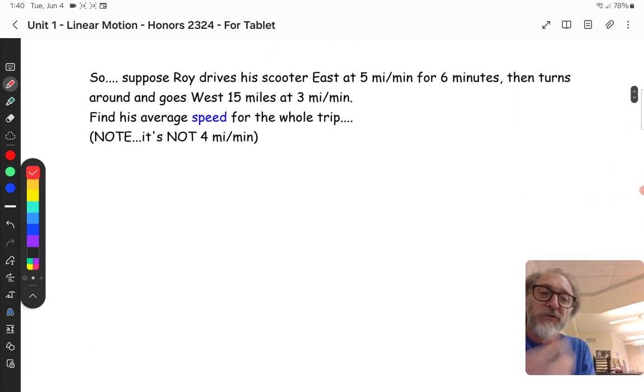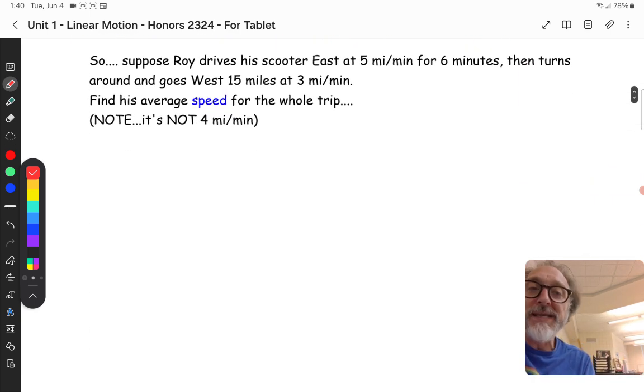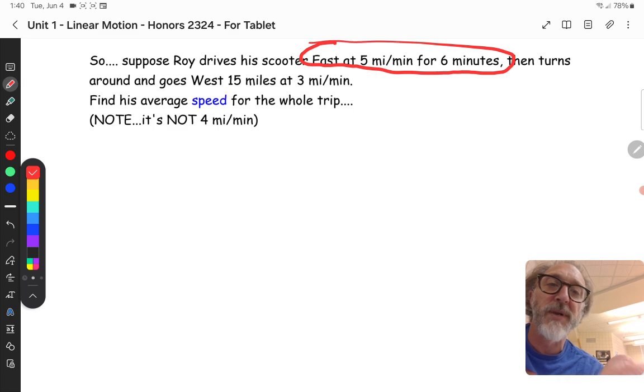Now, suppose Roy drives his scooter east at 5 miles a minute for 6 minutes, and then he turns around and goes west 15 miles at 3 miles per minute. We're trying to find the average speed for the whole trip. Again, I think a drawing is a good problem-solving strategy. There are 2 parts to the trip. Let's do the first part of the trip in red. He goes east at 5 miles a minute for 6 minutes.